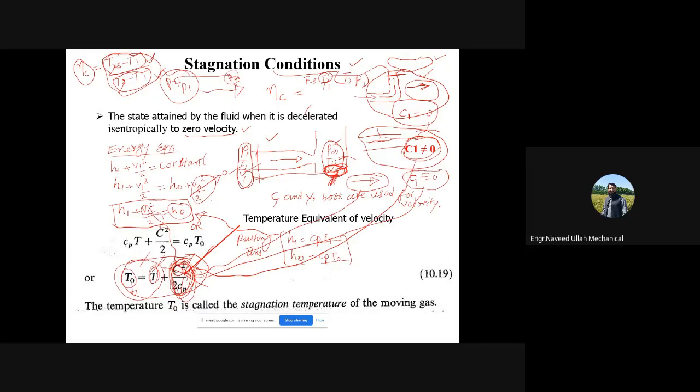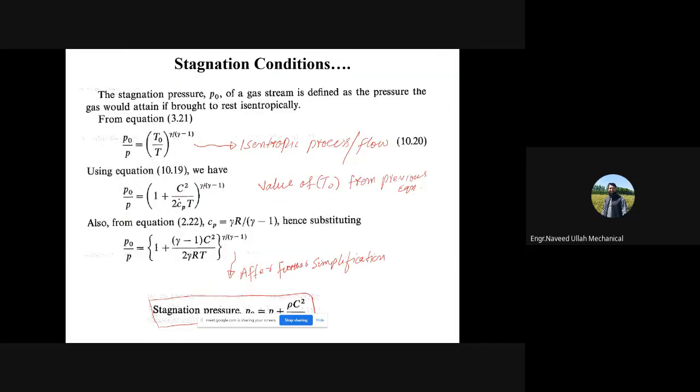Okay, anyway, then in the same way we also have stagnation pressure. Just as we have stagnation temperature, we have this stagnation pressure, and the same is the case over here, that the stagnation pressure P0 of a gas is defined as the pressure the gas would attain if brought to rest isentropically. What I told you, that in pitot tubes, if the working fluid is brought to rest, at that time the pressure that we are measuring will be the total pressure or the stagnation pressure. And how you can find out the value, you calculate and solve it outside.